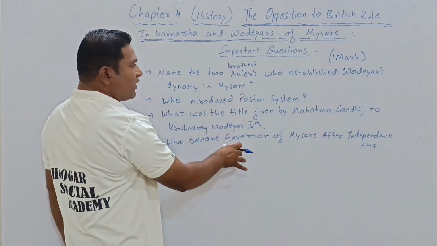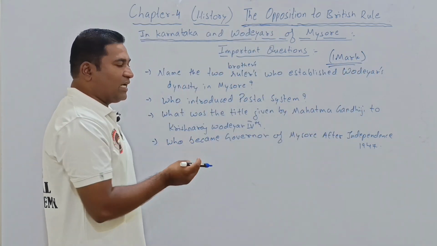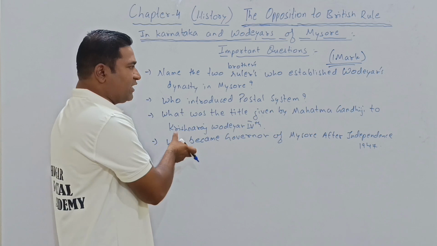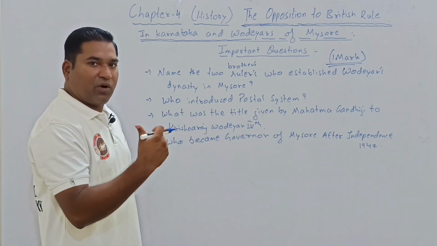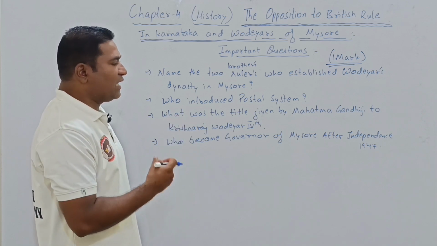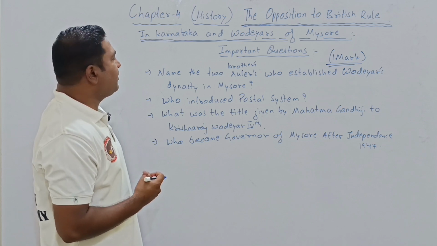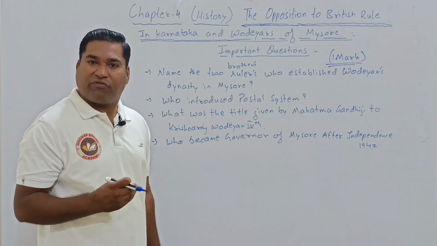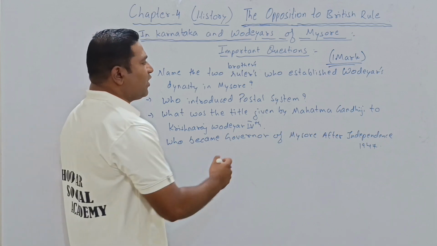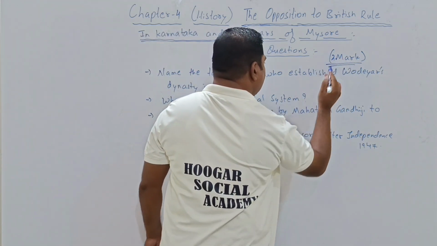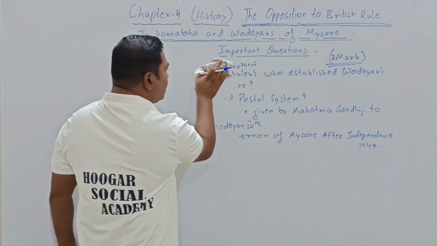So these are very important questions for 1 mark. Right? You can take a screenshot of this, which will help you to keep it. So you can take a small click of this 1 mark question from the chapter, the opposition to the British rule in Karnataka and Wodeyars of Mysore. Hope you have taken it. Let us move to our next segment, which is of 2 marks. So these 4 questions are very important for the 1 mark. Let us go with the 2 marks questions.